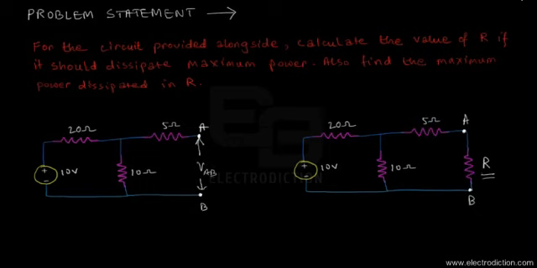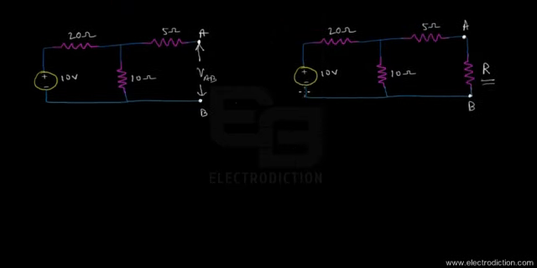Now we need to calculate the value of VAB. So let's pull the page down a bit. In order to calculate that, we first see that this 5 ohm resistor is just open. In such a circuit, the current coming out of the 10-volt source would only circulate in this particular loop. Let's call this I.